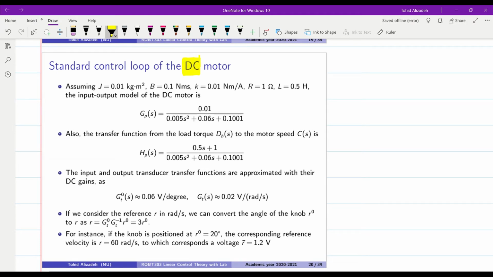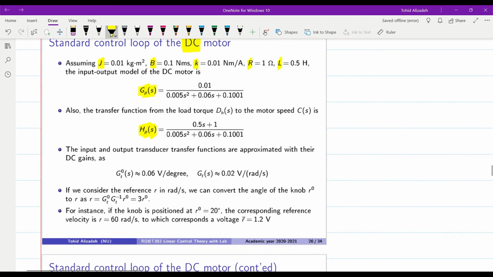For the DC motor, we already have obtained the block diagram of the system. Now we assume that we have numerical values for the parameters of the motor. J, B, K, R, and L are given, and therefore the transfer function that we obtained for GP of S will be equal to 0.01 over the denominator, as you can see here. We can also replace the numerical values for the parameters in the HP transfer function of the motor, and it will be given as 0.5 s plus 1 over the same denominator.